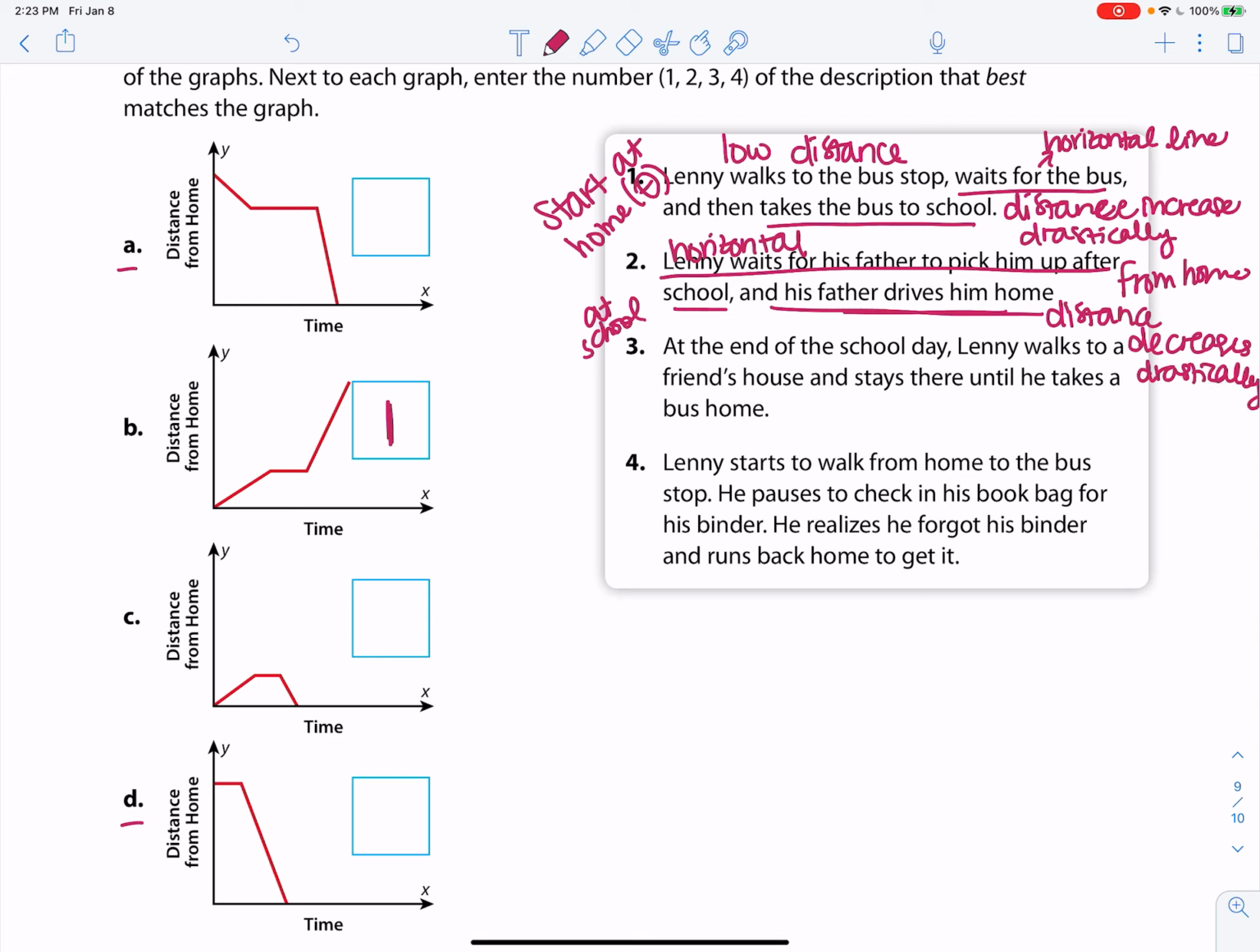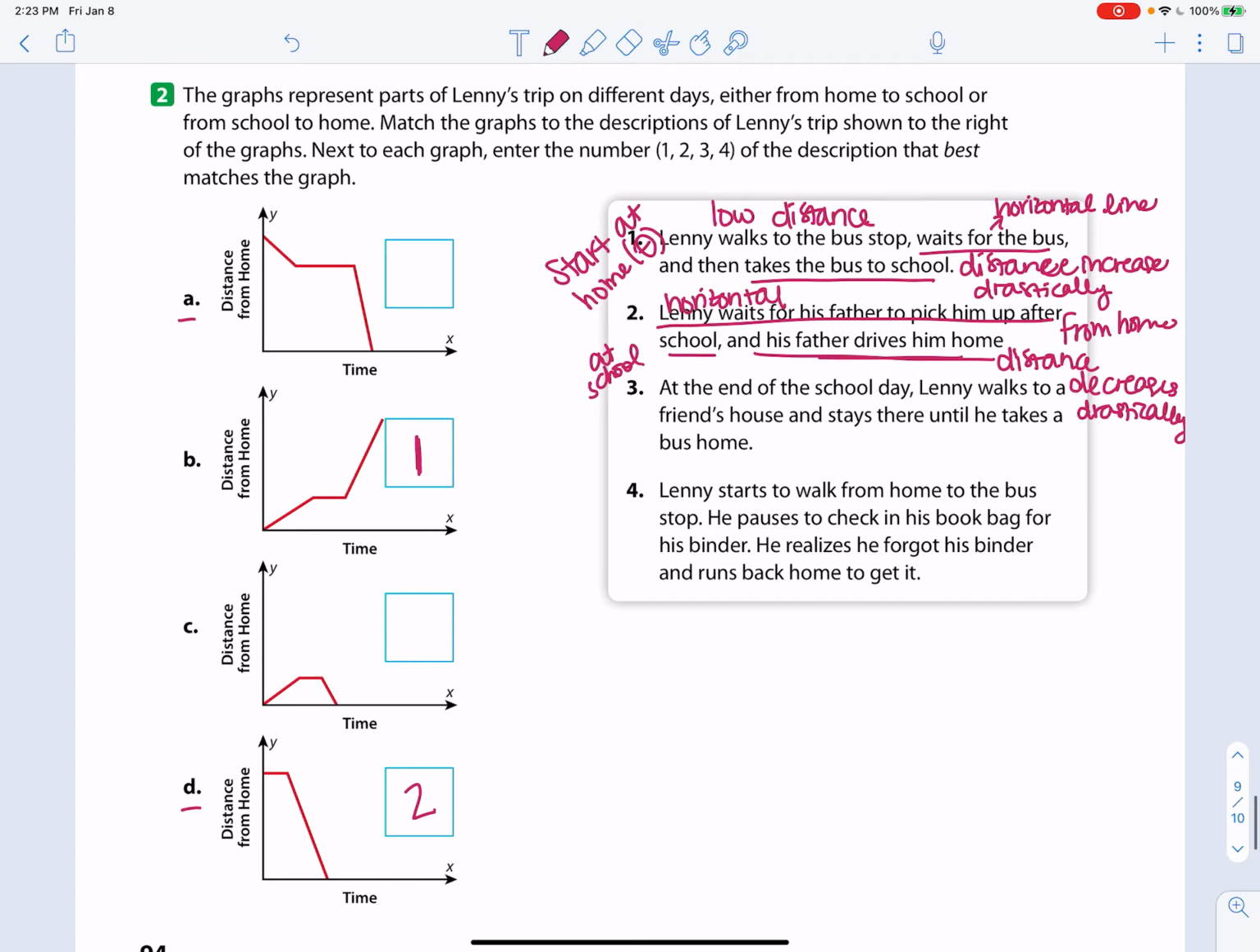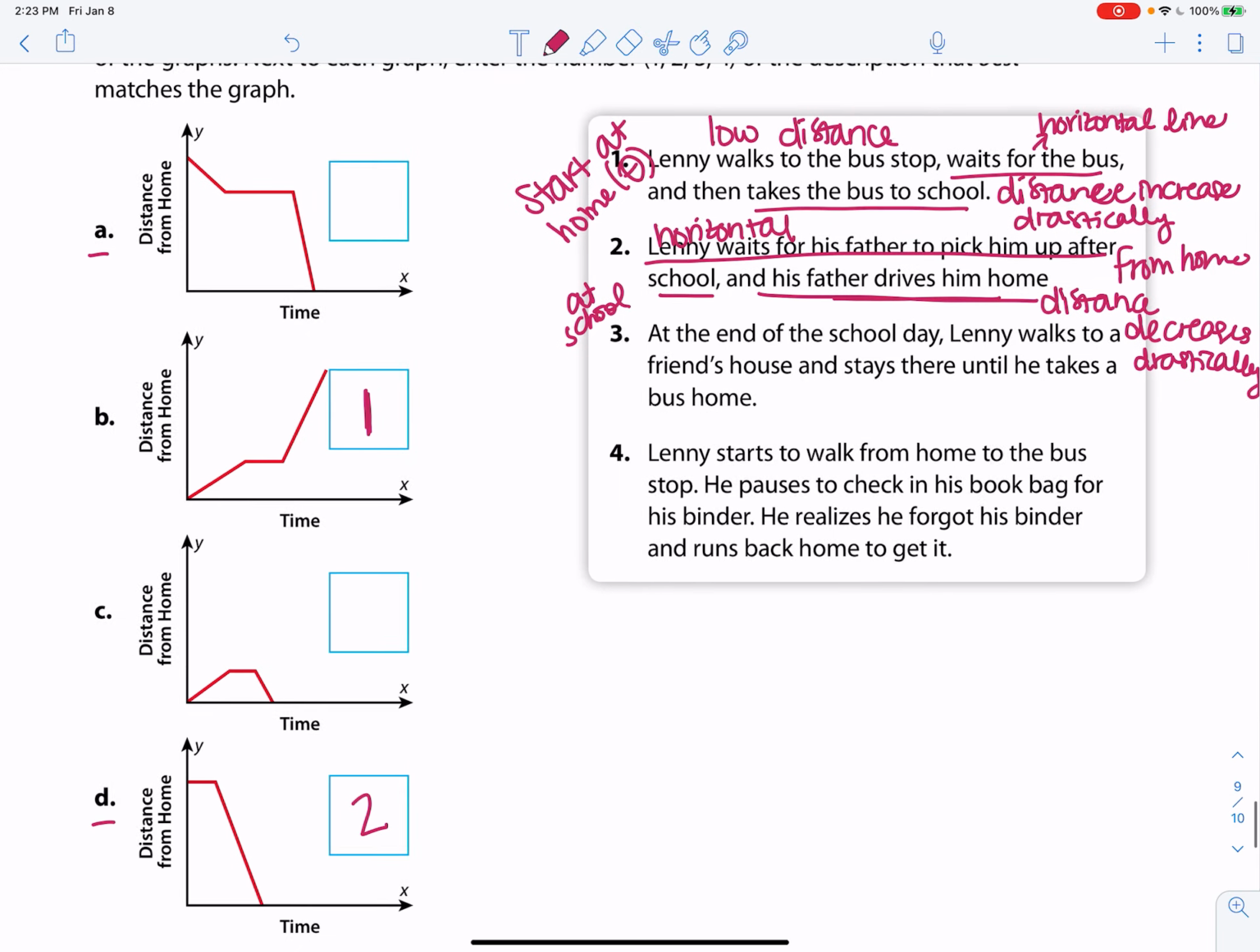Okay, so there's only two things that's happening in number 2. One, we have a horizontal line because he's waiting, and then two, a drastic decrease in the distance. The only one that has just 2 sections is D. So our number 2 goes down at D, which makes a lot of sense.